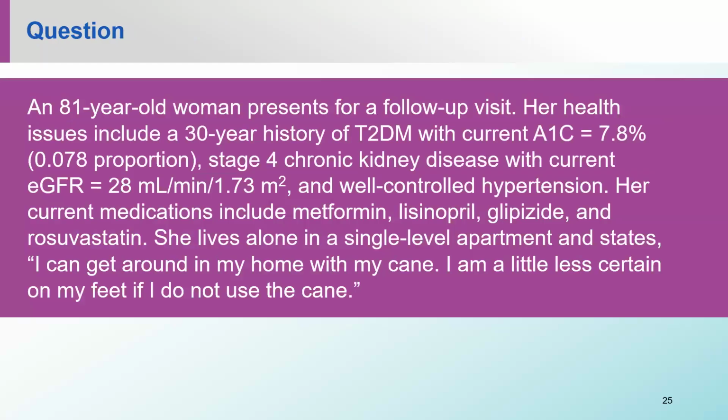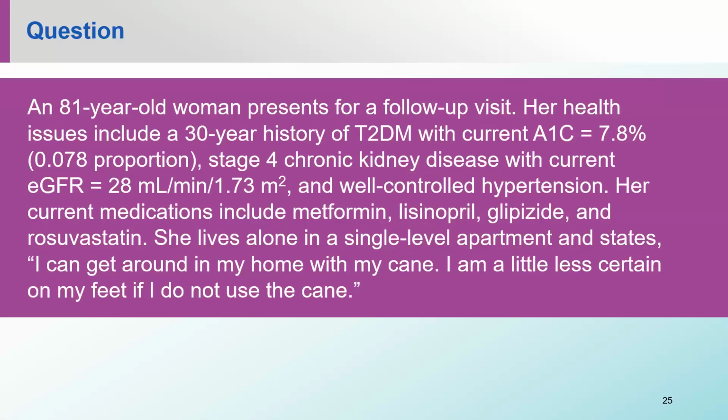So here is a question, and this is a perfect example. 81-year-old woman presents for follow-up. Her health issues include a 30-year history of type 2 diabetes, current A1C 7.8%, stage 4 CKD with her current GFR at 28, and well-controlled hypertension. Her current meds include metformin, lisinopril, glipizide, and rosuvastatin. She lives alone in a single-level apartment and states, I can get around in my home with my cane. I'm a little less certain on my feet if I don't use the cane.